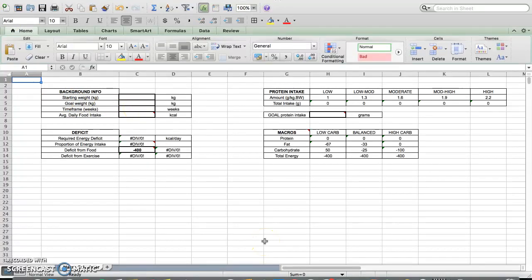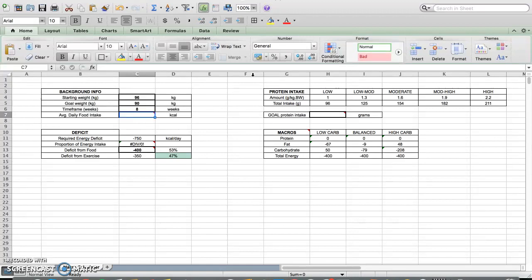So this is the calculator here, and I'll run through the different components using myself as an example for my next 8 weeks that I've just mentioned. First things first, you're going to enter the background information. We start with the starting weight, which for me is 96 kilos right now. Then the goal weight, and I'm looking to get down to 90 kilos or below, but we'll use 90 for this example. And then the time frame, which we enter in weeks, which is 8.